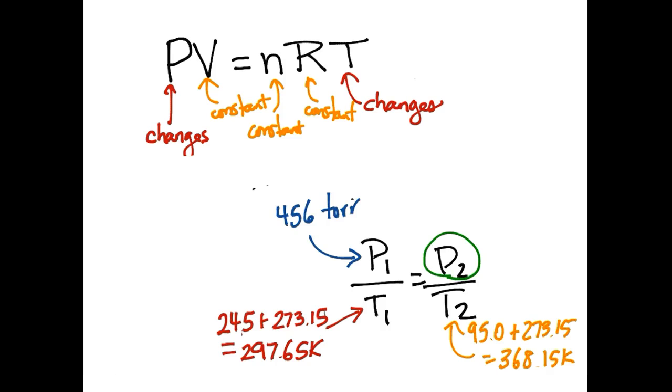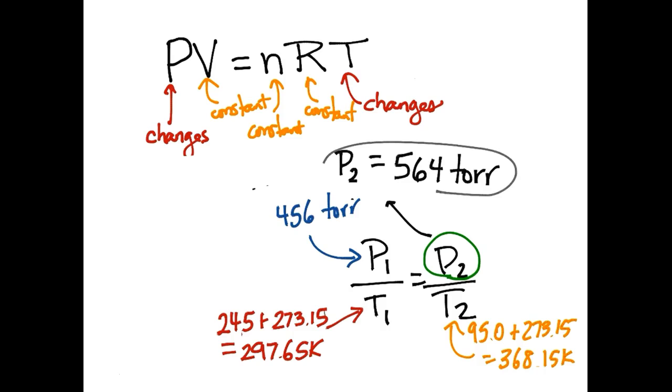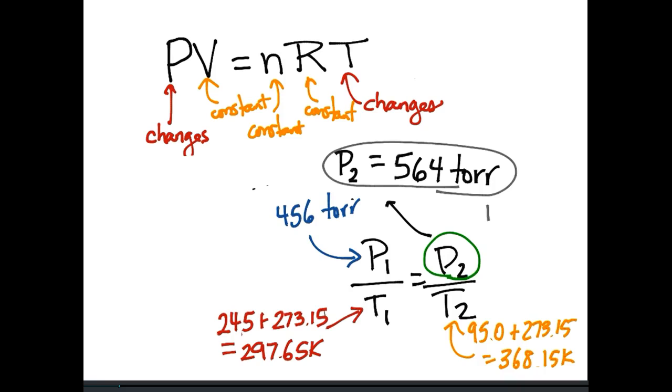Now if you plug these in, you solve for P2. You get that P2 equals 564 torr. It has 3 sig figs, like the original number, same units. And one thing you can also verify is that the temperature increased, which means the pressure should increase, right? They are directly proportional to each other based on the lab you did, based on the other things we've talked about in class. So if the temperature increases, the pressure should also increase, which it does, so that's good.